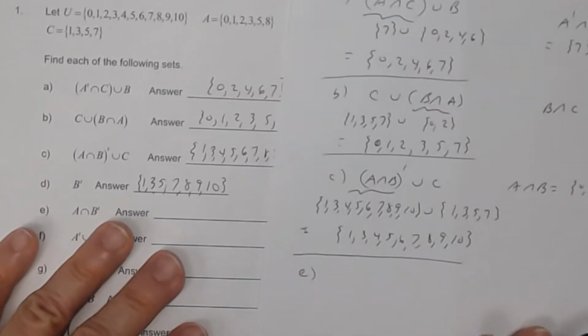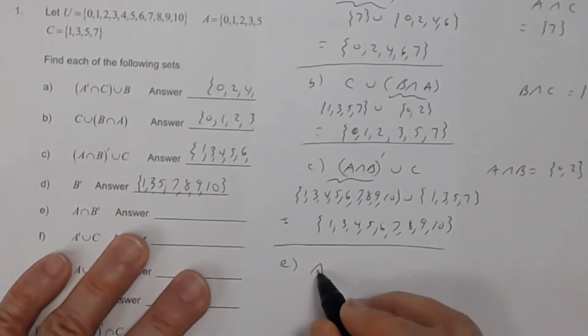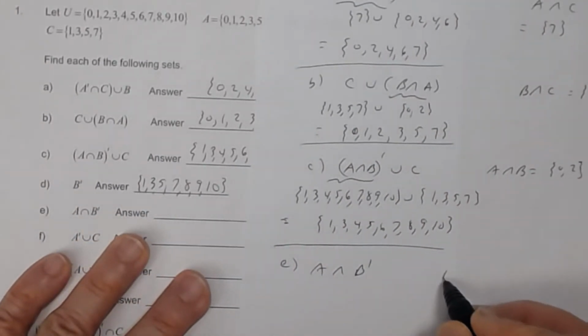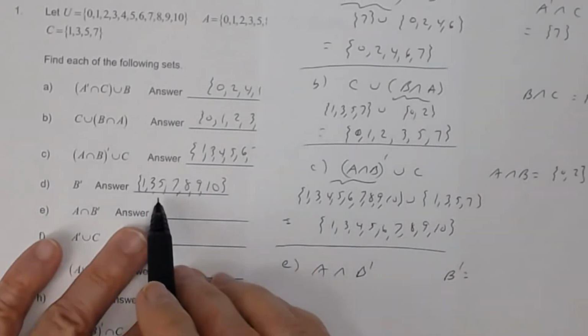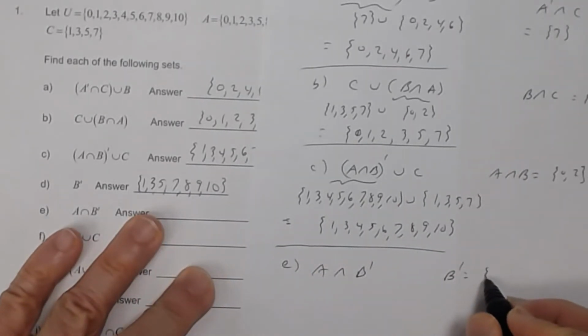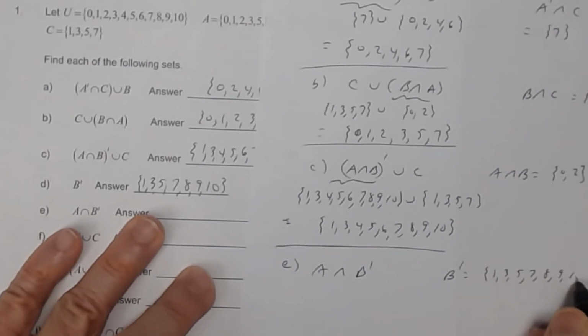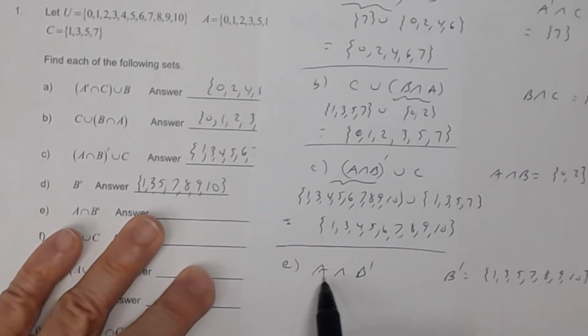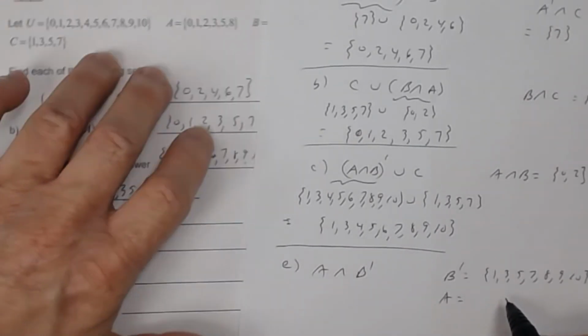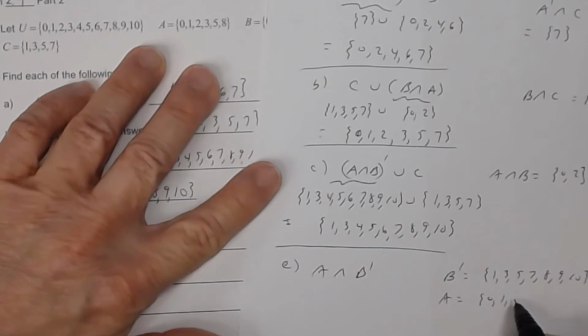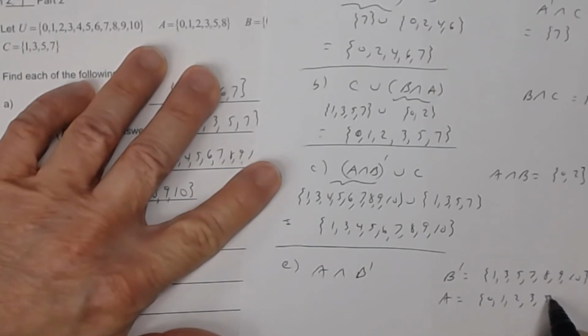Okay. E, I want to find A intersect B complement. I already know B complement; that's what I just found. So here's B complement: 1, 3, 5, 7, 8, 9, 10. And I want to intersect that with A. Here's A. A, remember, is 0, 1, 2, 3, 5, and 8.